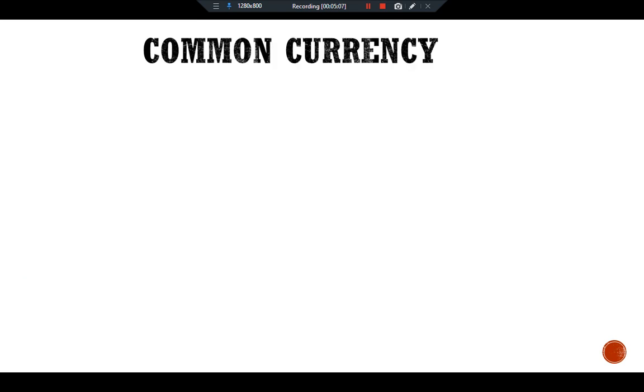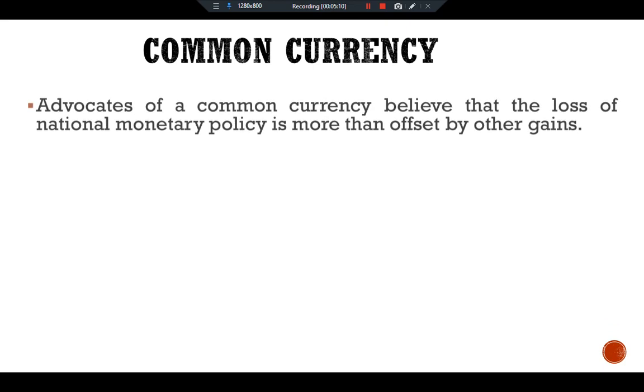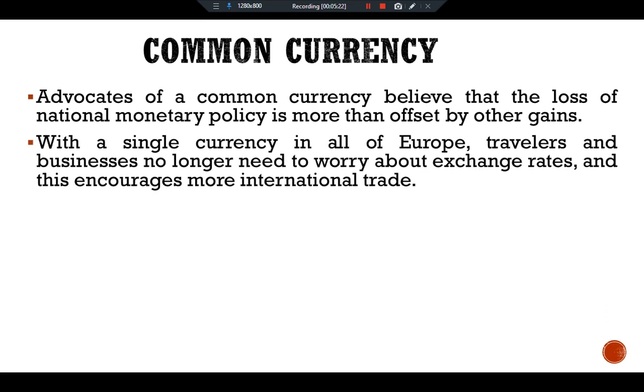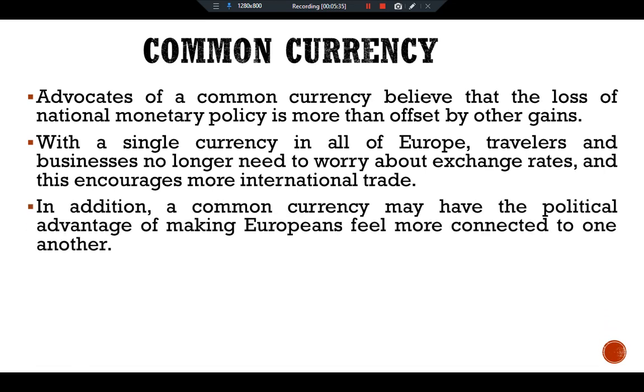Okay, advocates of a common currency believe that the loss of national monetary policy is more than offset by other gains. With a single currency in all of Europe, travelers and businesses no longer need to worry about the exchange rate, and this encourages more international trade. In addition, a common currency may have the political advantage of making Europeans feel more connected to one another.